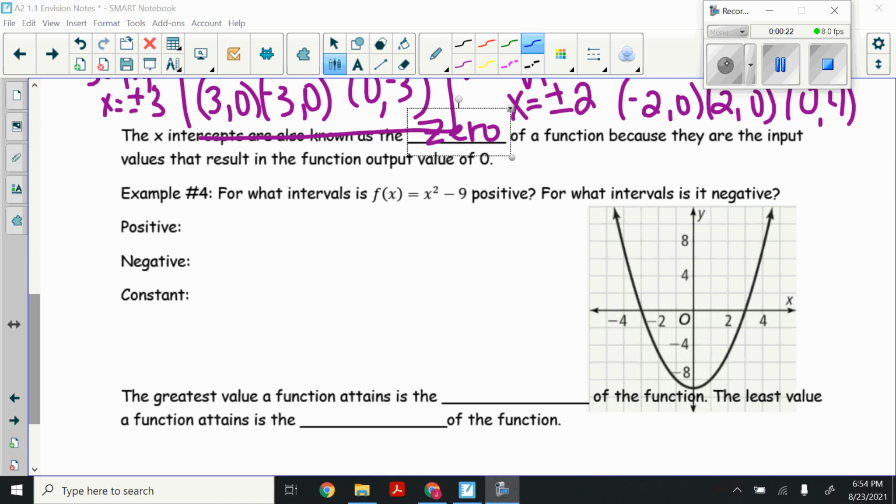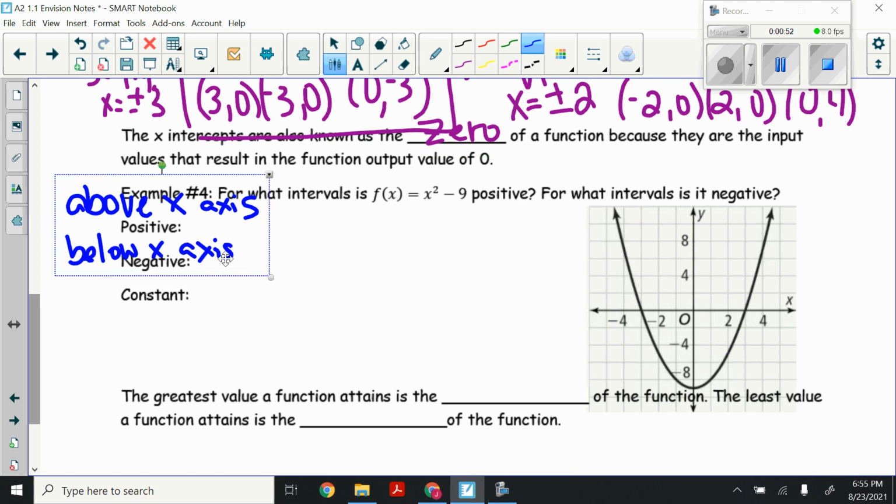Okay, so remember that we read a graph from left to right. Positive means where it is above the x-axis. So positive is asking where is the graph above the x-axis. Negative means where is it below the x-axis. And then constant means where is it remaining the same value. So you will have a constant or a horizontal value.